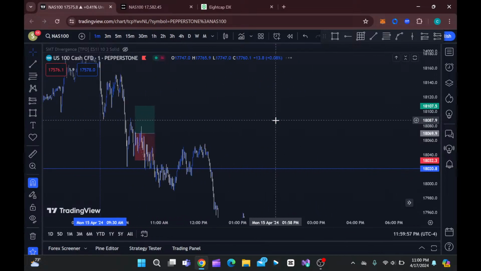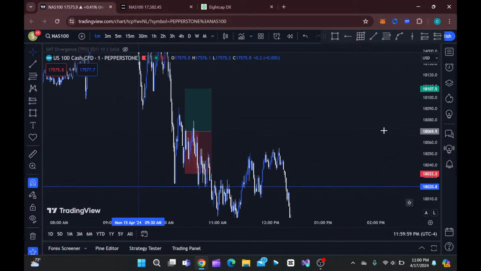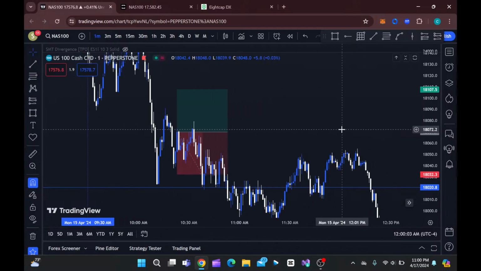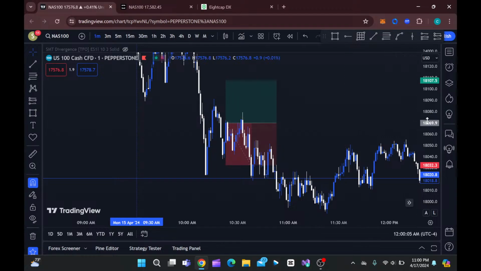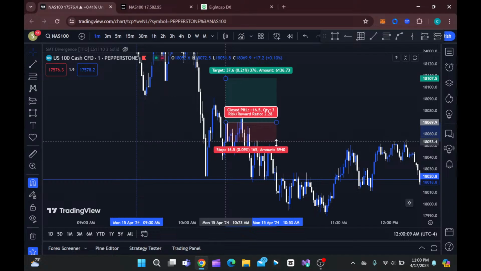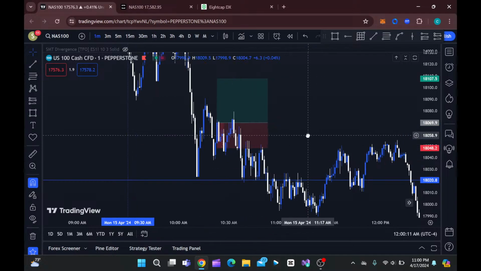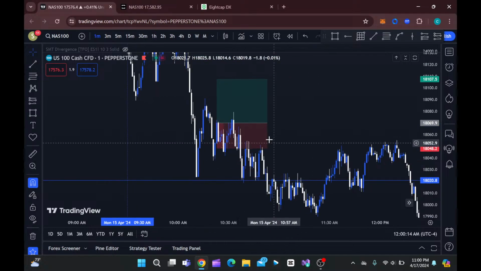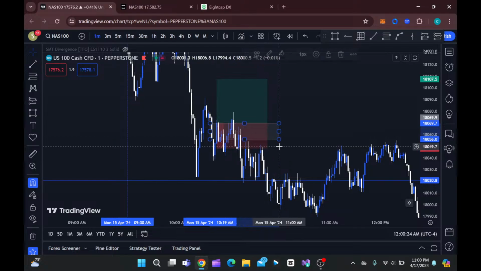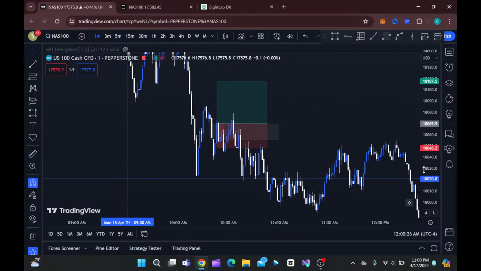I did take another trade right here, and I lost. Now this trade, I don't think I had my stop all the way down there, but I don't know where I had my stop. But I took an inverse right here. Okay, what did I do wrong in this trade?